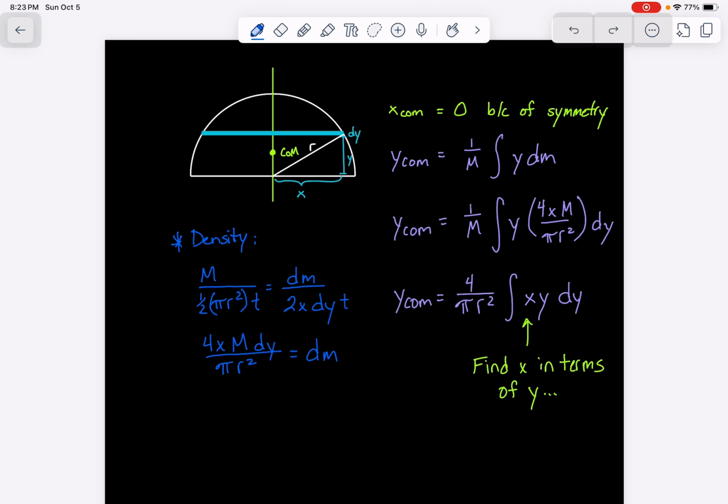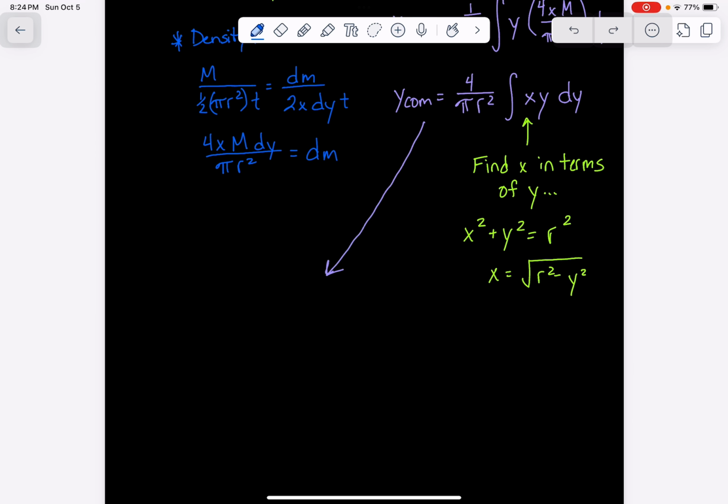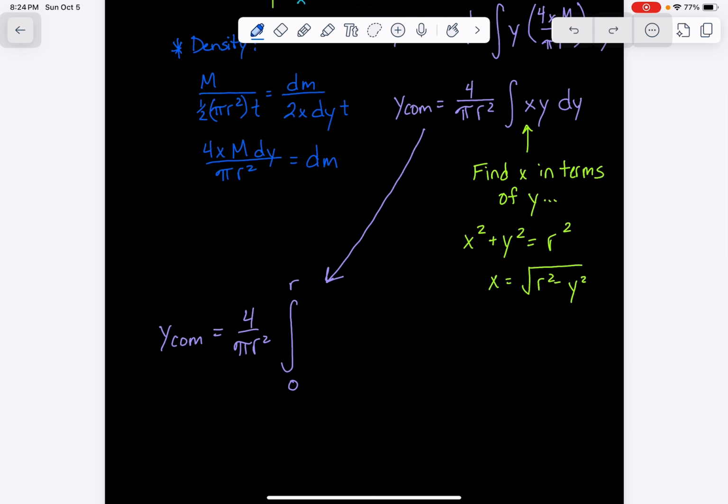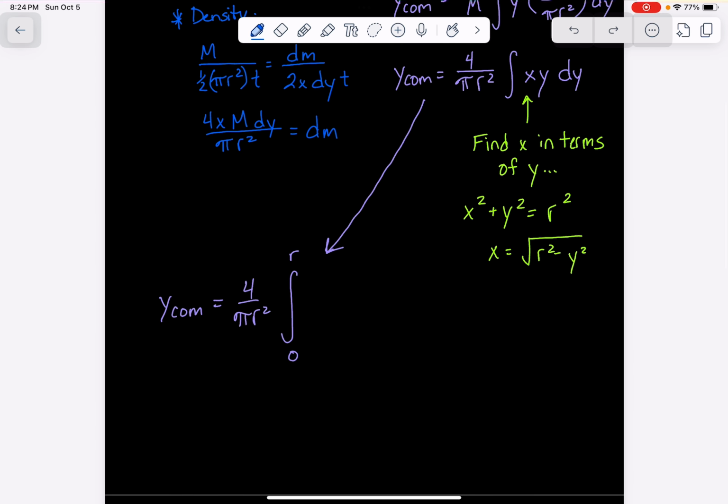And so I'm actually going to use the fact that we have a little right triangle there. And the x squared plus y squared then has to equal r squared by the Pythagorean theorem. And then rearrange that to find x in terms of y. Great. Now I can take that and plug it back in to this equation. So we have the y center of mass equals our integral. Now we're going to integrate from 0, which is at the x-axis, up to the highest point, which is at r. And then this integral becomes y times, because the y is still there, x, which is now square root r squared minus y squared. And then, of course, with respect to y.